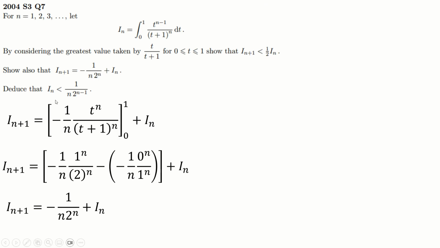Cool. Now we need to show that I_n is less than this thing here. Well, we currently have an equality involving I_{n+1}, and we have an inequality relating the two. So if I just get rid of I_{n+1} and replace it with a half I_n, I'm going to be making this whole side over here bigger, right? Because I'm going to replace it with something bigger than it is. So therefore, this whole side becomes bigger, and I'll get this inequality here.